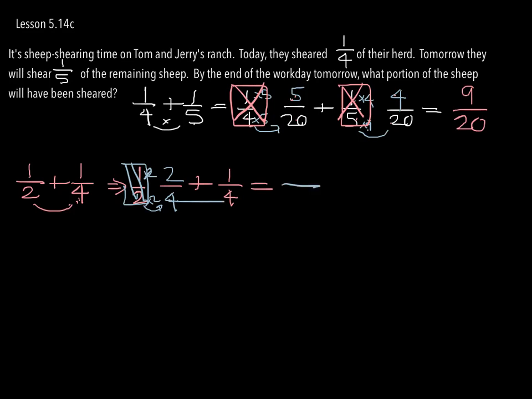My denominator just slides across because now they're the same. Now I add my numerators. 2 plus 1 is 3. So 1/2 plus 1/4 is 3/4. Alright, your next problem, let's look at 2/7.